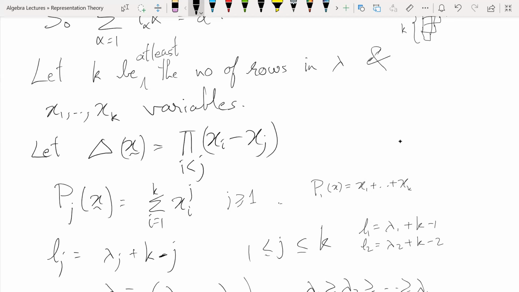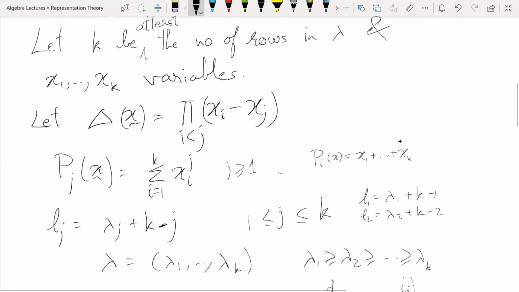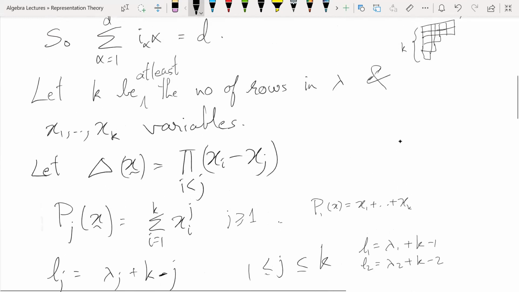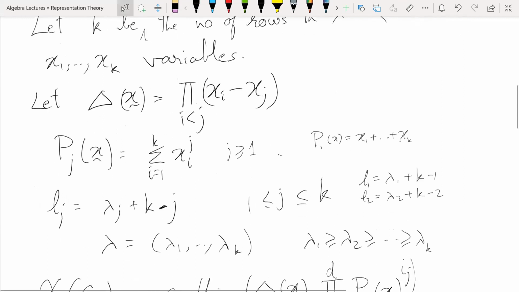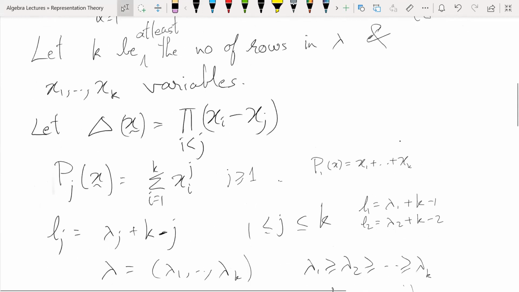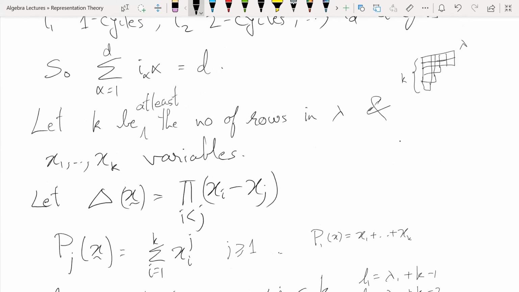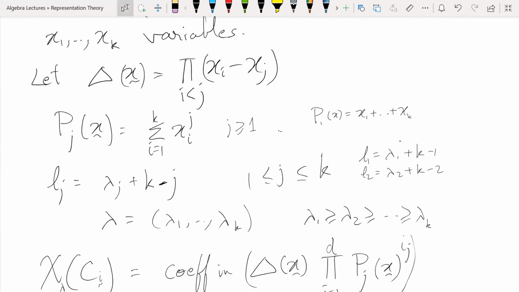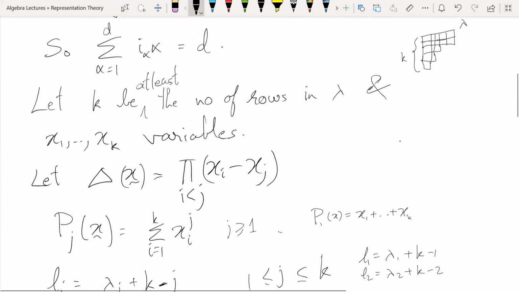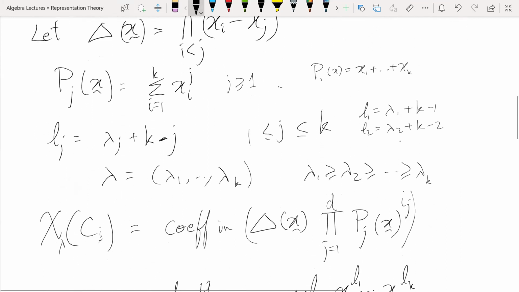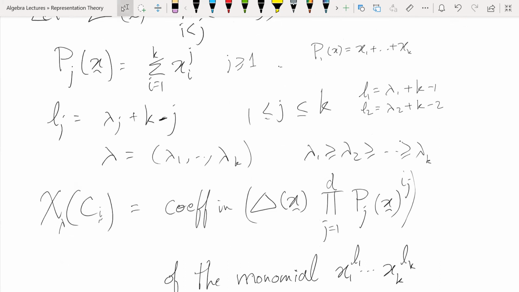Lambda is the partition, so the lambdas are the lengths of these rows, lambda 1 to lambda k. Of course, if you are taking k to be bigger than the number of rows, then the last few lambdas will be 0. So now the formula.